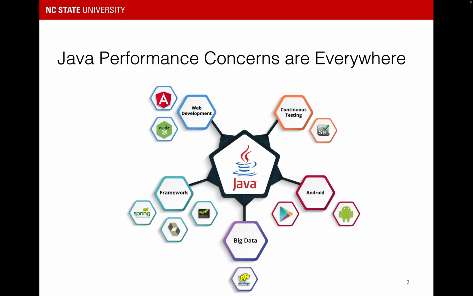Java can be used to build applications for a wide range of platforms, like desktops, servers, mobile phones, tablets, televisions, and web browsers all use Java. And Java developers want their Java-based applications to run faster and consume less energy. So Java performance concerns are everywhere.